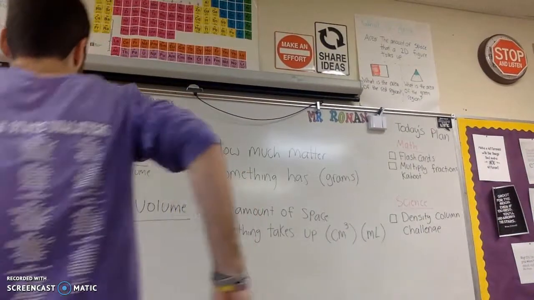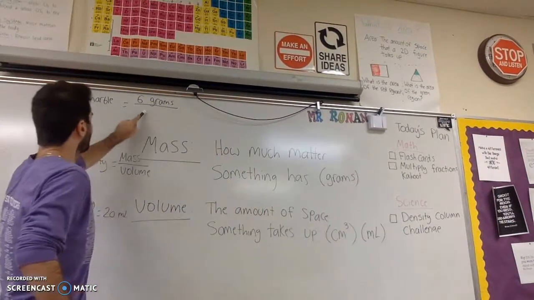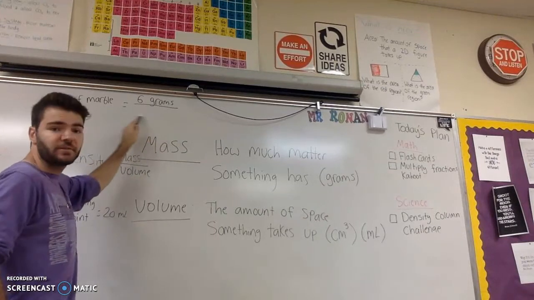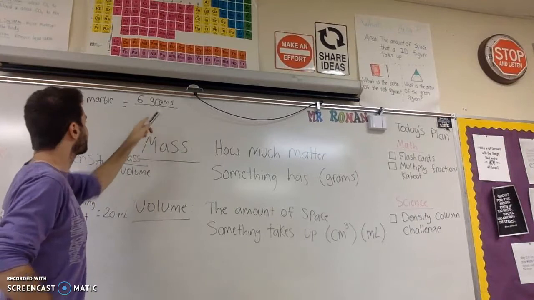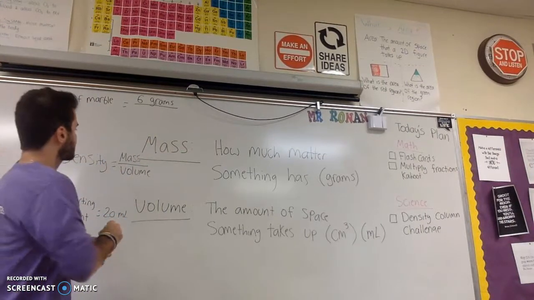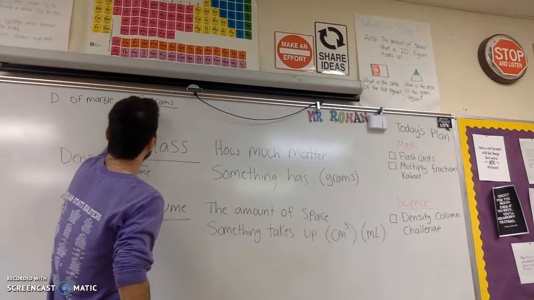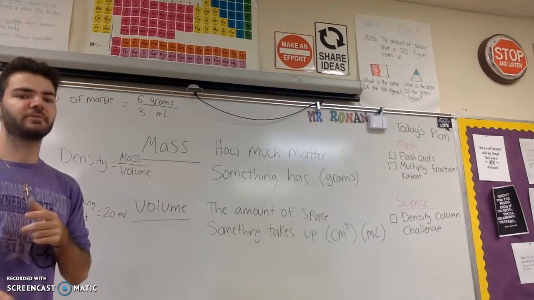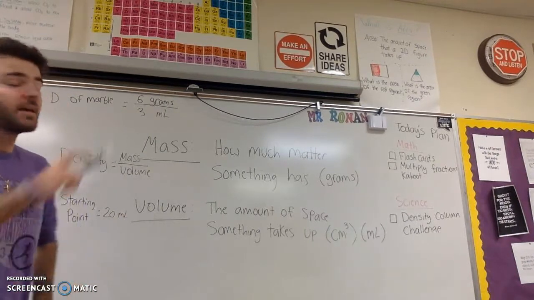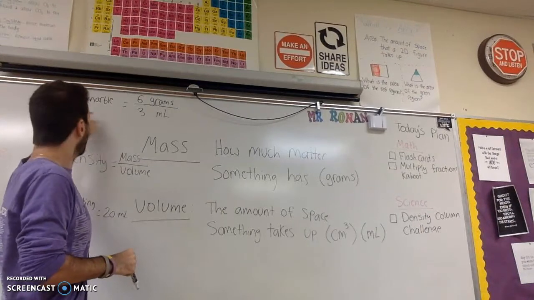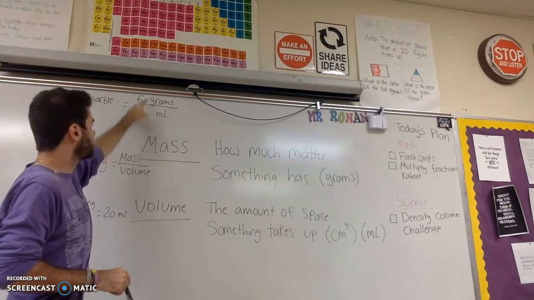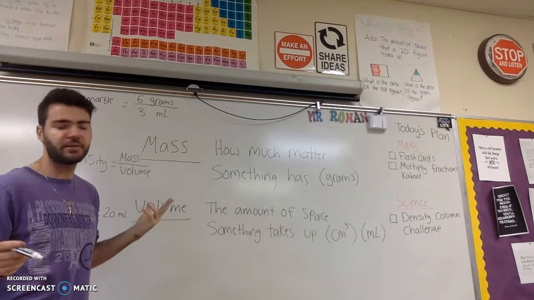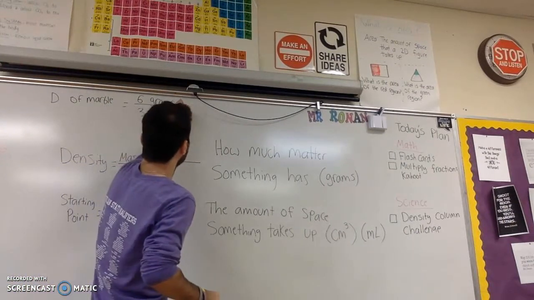Okay, so in our equation, where we would normally be plugging in our value for our volume, I'm going to write down what our volume was. So we said 3 milliliters. Okay, so if I want to find the density of that marble, gosh, I'm all over the place now, I'm sorry. All I do is mass divided by volume. So we do 6 grams divided by 3 milliliters. Well, what's 6 divided by 3? 6 divided by 3 is 2.